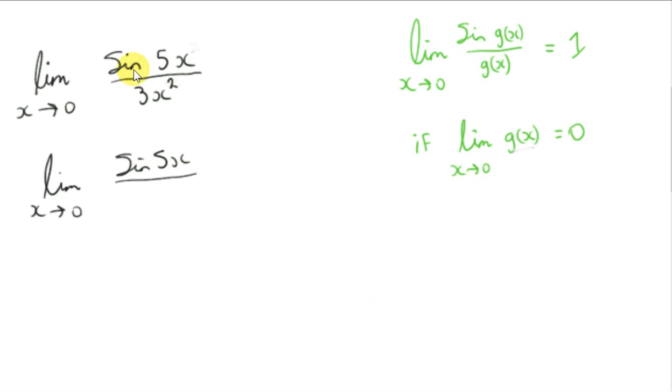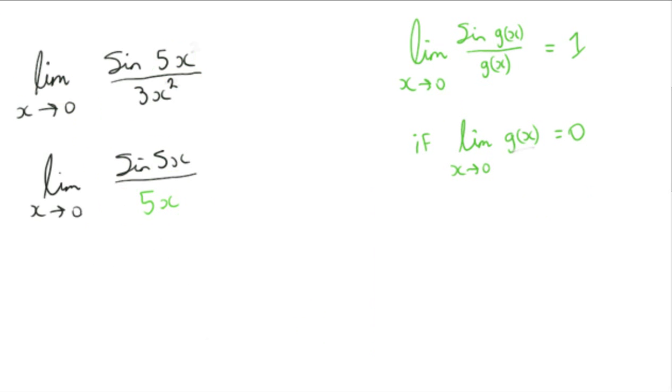Again, we want to have this thing in the denominator underneath sine of 5x. So we have to write 5x in here. Now it's got the form sine g of x over g of x. And of course 5x goes to 0 as x goes to 0. So that's okay.